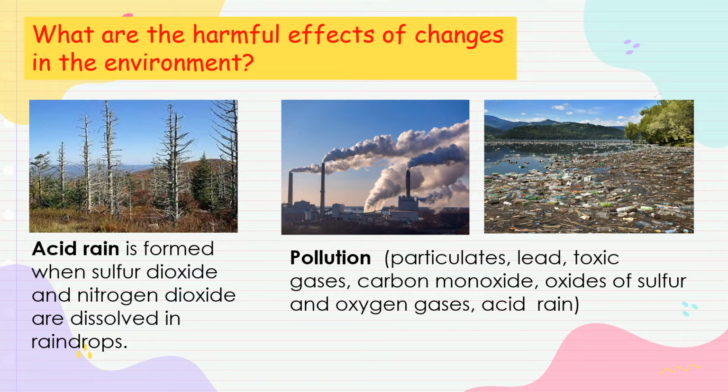Acid rain is formed when sulfur dioxide and nitrogen dioxide are dissolved in raindrops. Acid rain can destroy metals and buildings. It also kills fish in rivers and streams.